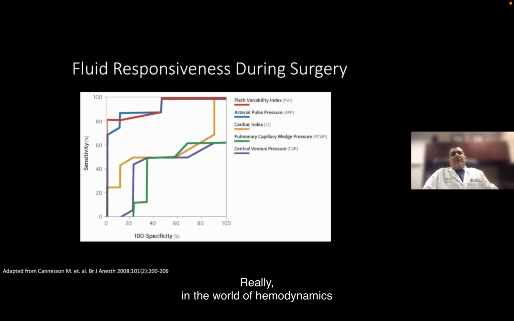Really, in the world of hemodynamics, in the world of internal medicine, especially in the United States, we can't do a lecture without an ROC curve. This is a classic 2008 model, and we're going to talk about this in the sense of practicality. Maxime Cannesson and his group came out with a statement that pulse variability indexes, whether it's the PPV or the SVV, are much more useful information, higher on the ROC curve than a pulmonary wedge pressure or a central venous pressure.